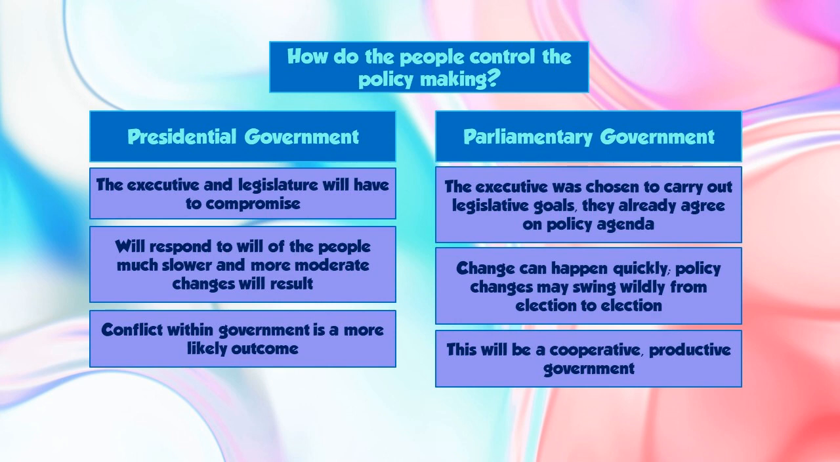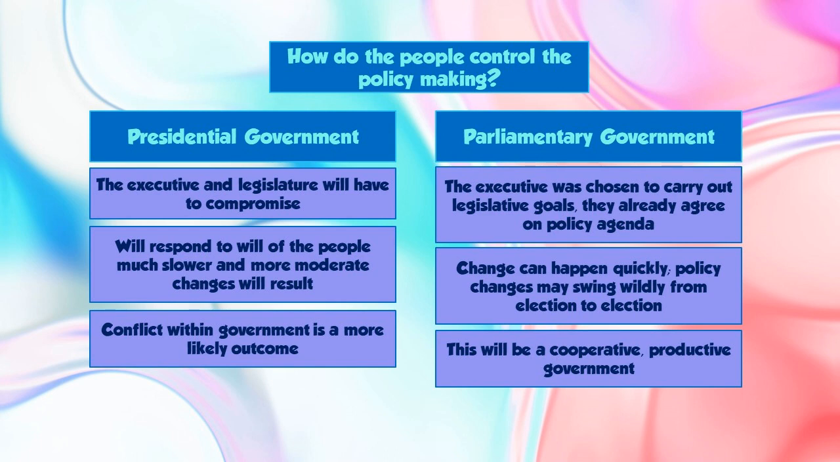So what happens is you have policies that are passed quickly. They respond very quickly to problems, but the policies can change drastically from one administration to another. This government's going to be working together. It's going to pass lots of policy.